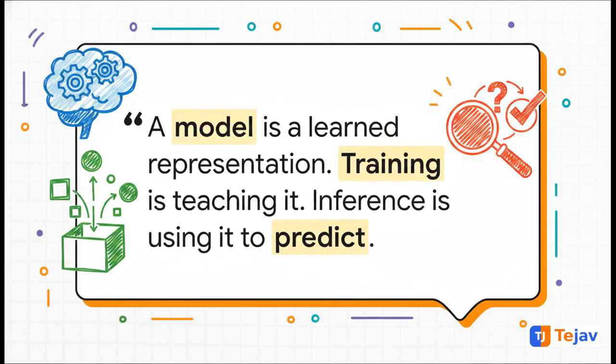You just say, "Sure. A model is a learned representation of data. Training is the process of creating that model by teaching it with data. And inference is the process of using that trained model to make predictions on new data." Boom. It's simple, it's direct, and it shows you know your stuff cold.